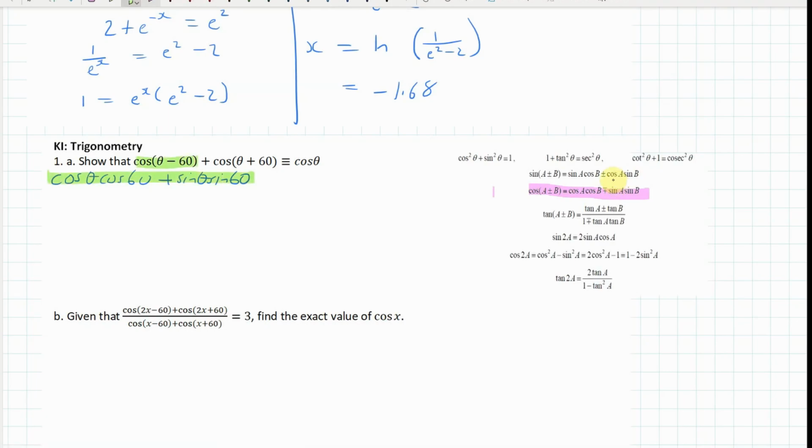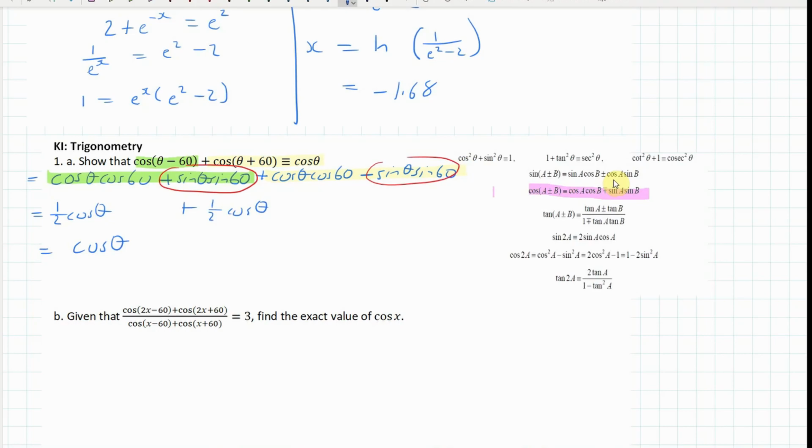And now we're going to do the next bit: plus cosine theta cosine 60 minus sine theta sine 60. So this is this. Now hopefully you can see at this point that this bit and this bit cancel each other out. And we know that cosine 60 is 1/2. So we get 1/2 cosine theta plus, over here, another 1/2 cosine theta. And that is equal to cosine theta. So that's nice and easy.